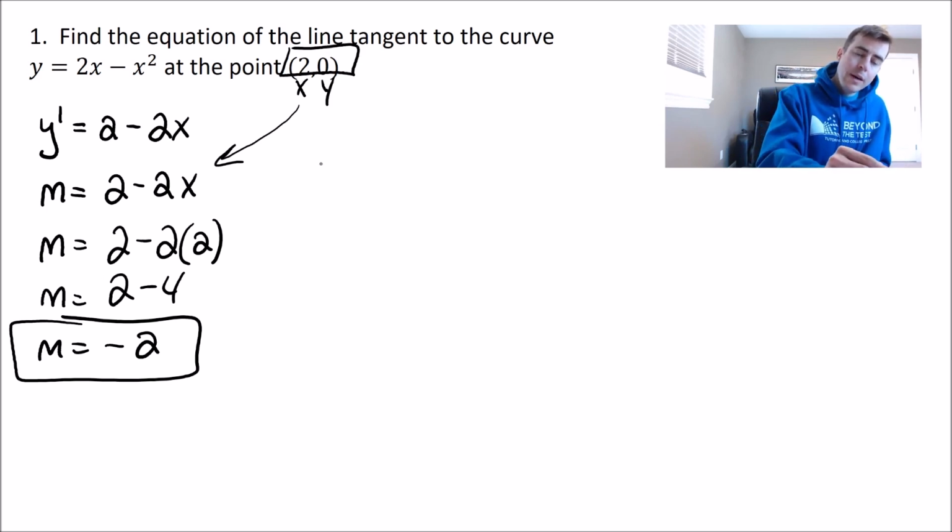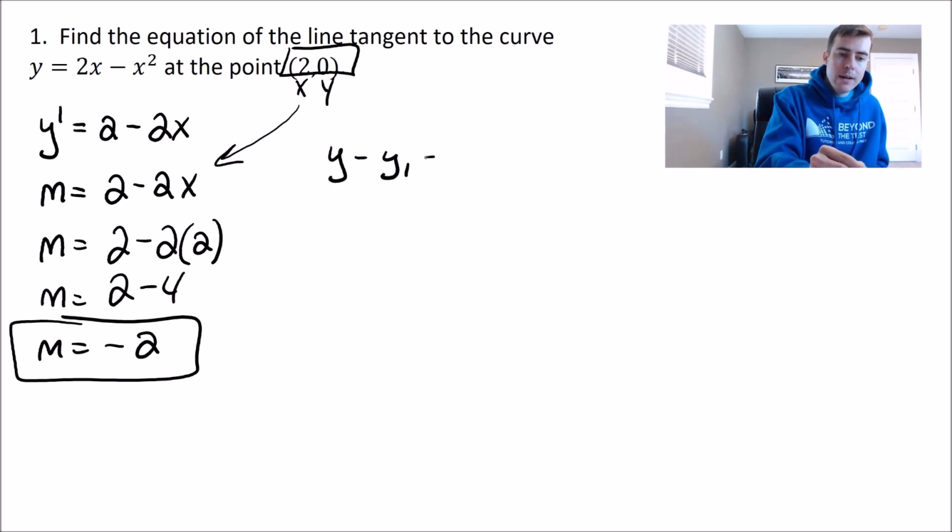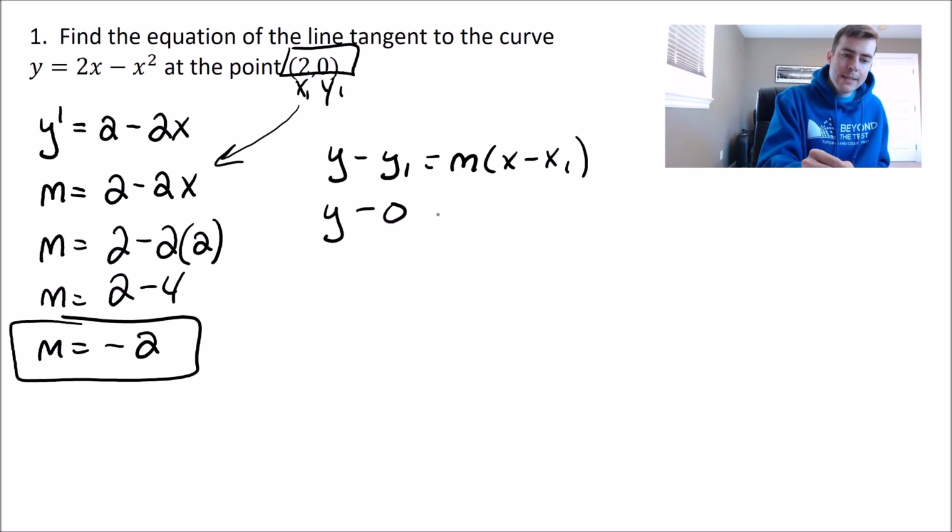So we can use the equation for slope, point-slope form, which is y minus y1 equals m times (x minus x1), and this point is like (x1, y1). So if I put that in, it's y minus 0 equals negative 2, the slope we just found, and then (x minus 2). Okay, so again, this 0 came from the 0 up here. This 2 came from the 2 over here.